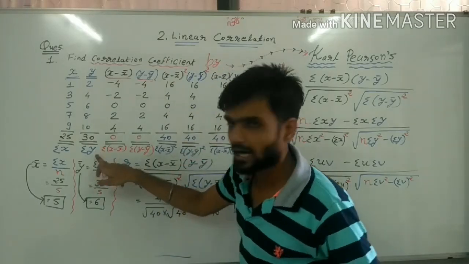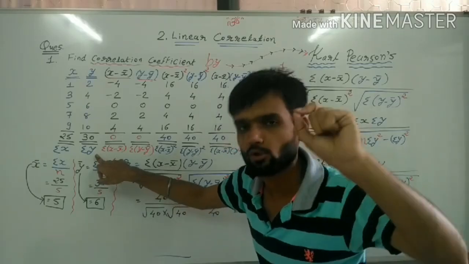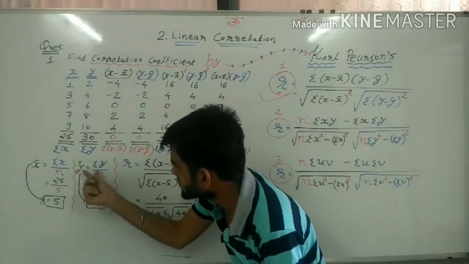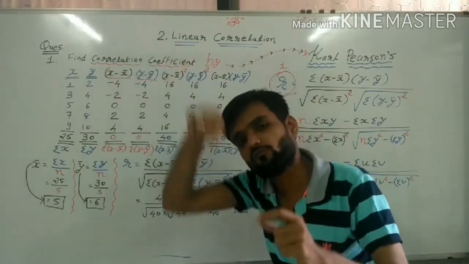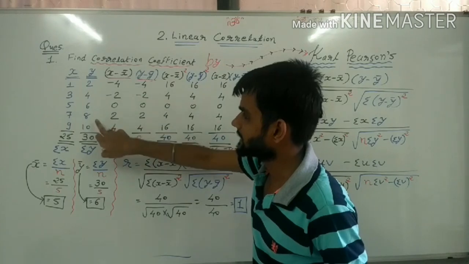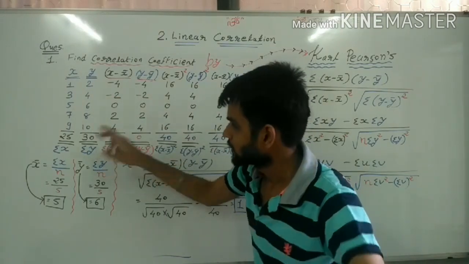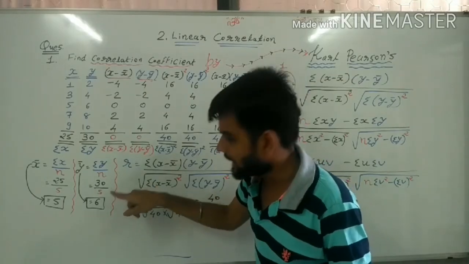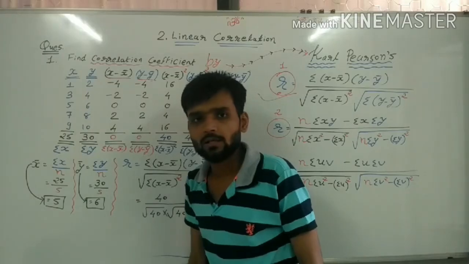So here we need y bar, so we have to find y bar by its formula. Y bar is equal to sigma y divided by n. Sigma y means total of y: 2, 4, 6, 8 and 10. The total of this is 30. So 30 divided by 5, the answer is 6. So y bar is equal to 6.